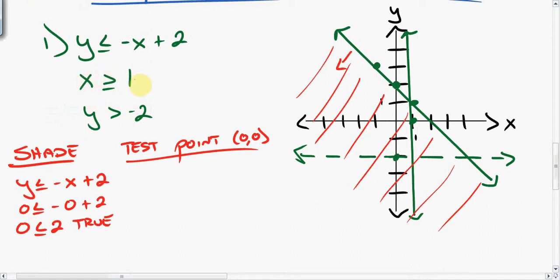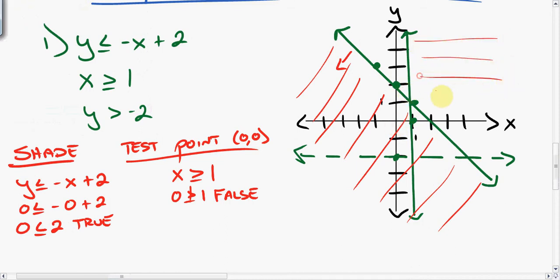Next, let's use x is greater than or equal to 1. I'm going to use my test point of 0, 0 still. Only I have an x value, so I'm only going to put in this 0. 0 is greater than or equal to 1. That's false. So I want to shade away from x is greater than or equal to 1. We do not want to include our test point. So I'm shading away in this direction. Right now it looks like we have an overlap right in here.